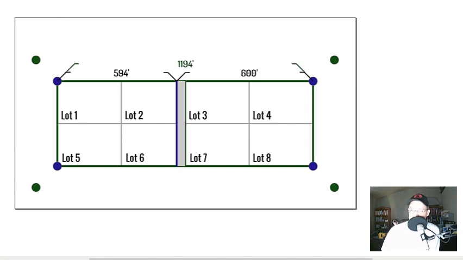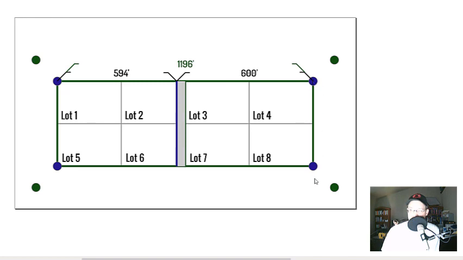Now, a little bit later on, another survey is done, and it reveals that the block is not actually 1,200 feet long. It's only 1,190, I should actually say 6, sorry about that. 1,196 feet long. Let's fix that. All right, sorry about that, guys. 1,196 feet long, so there's 4 feet of shortage in the block.